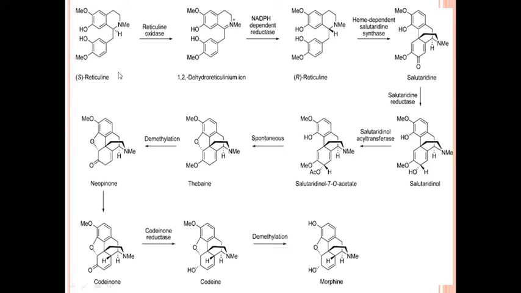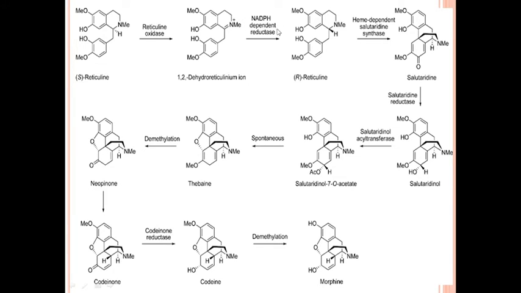So reticulin is converted to 1,2-dehydroreticulinium ion by using the enzyme reticulin oxidase. Reticulin oxidase is an oxidoreductase enzyme, which specifically acts on XH and YH to form an XY bond with oxygen as acceptor, so it will convert into the ion. Reticulinium ions are produced here, the ionic form you can see here.